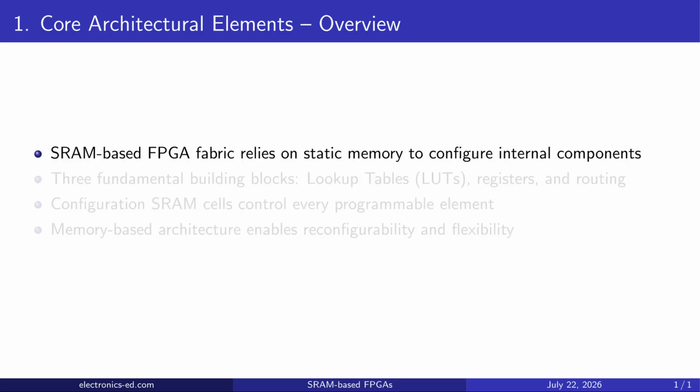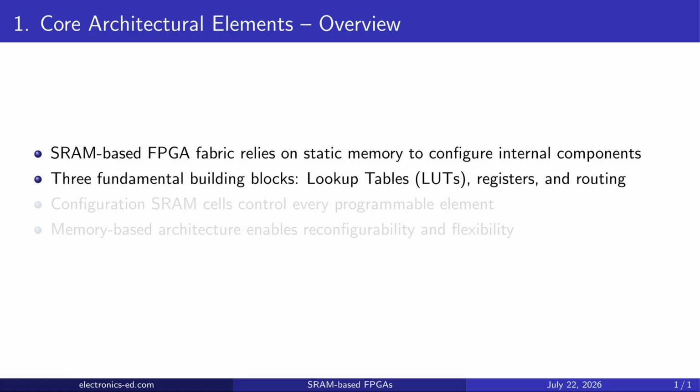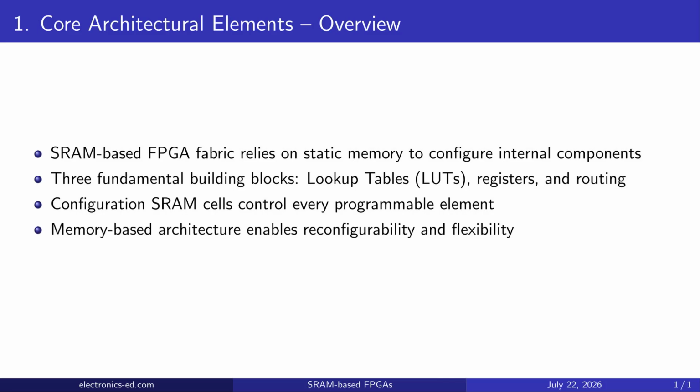The SRAM-based FPGA fabric relies on static memory to configure its internal components. There are three fundamental building blocks: lookup tables, registers, and routing. Configuration: SRAM cells control every single programmable element. This memory-based architecture enables reconfigurability and flexibility.